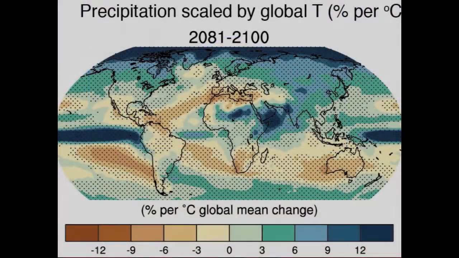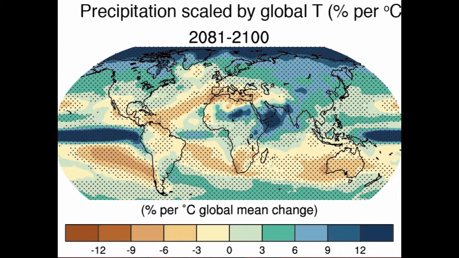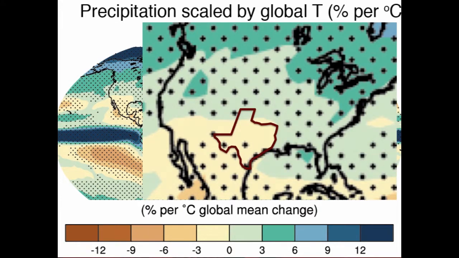So the climate model projections for precipitation show that Texas is sort of in between where rainfall increases and where it decreases. If we zoom in on Texas, you can see that we're close to the zero line. Not much change in rainfall, especially considering how much variability there is from decade to decade. That variability is going to dominate our rainfall for the foreseeable future.